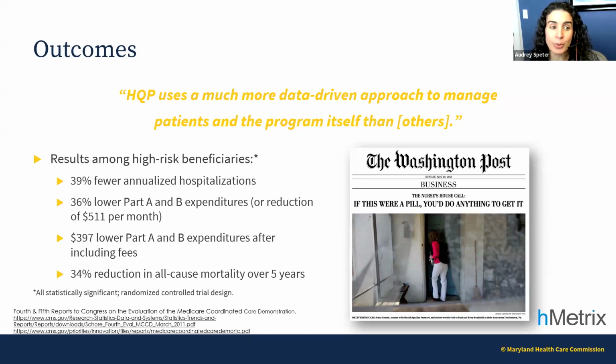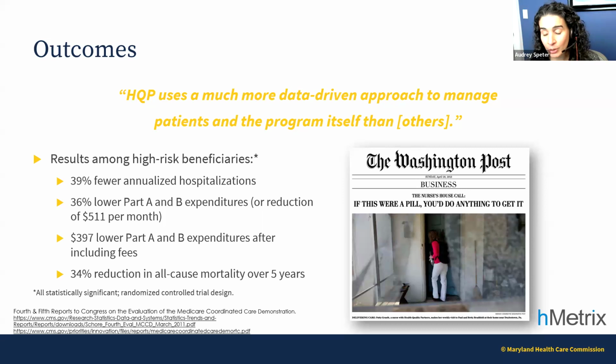So through their data-driven approach and through the use of their platform and through their tenets of best practices, they were able to achieve a 39% reduction in their annualized hospitalizations for high-risk beneficiaries, a 36% lower Part A and Part B expenditure, which was $500 per beneficiary per month, a $397 lower Part A and B expenditures after fees.